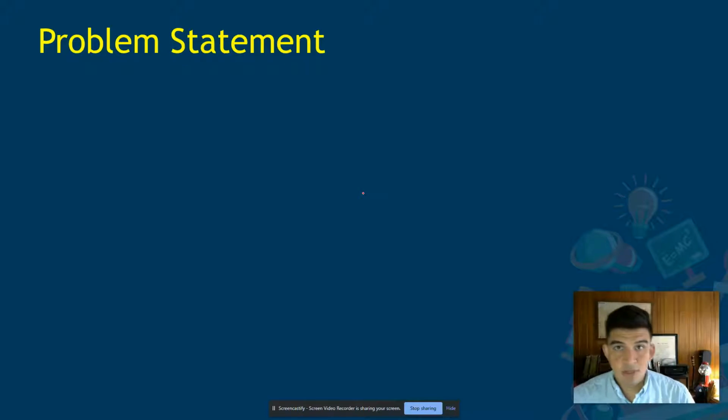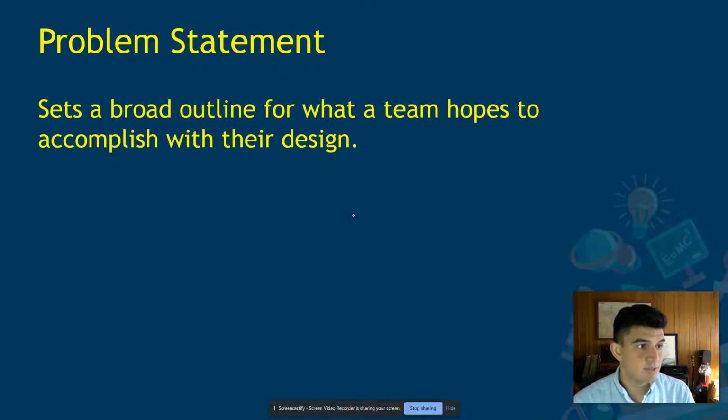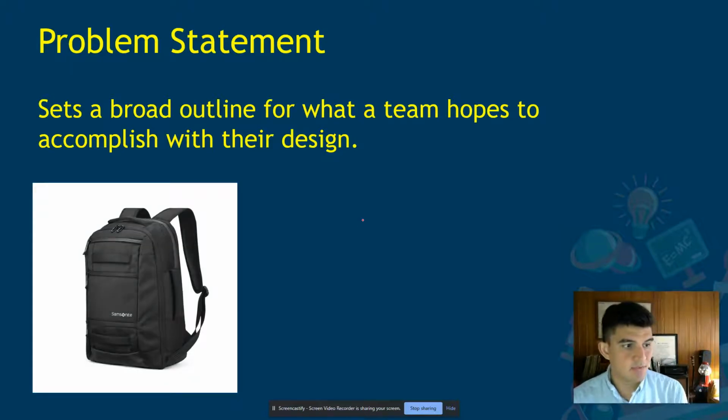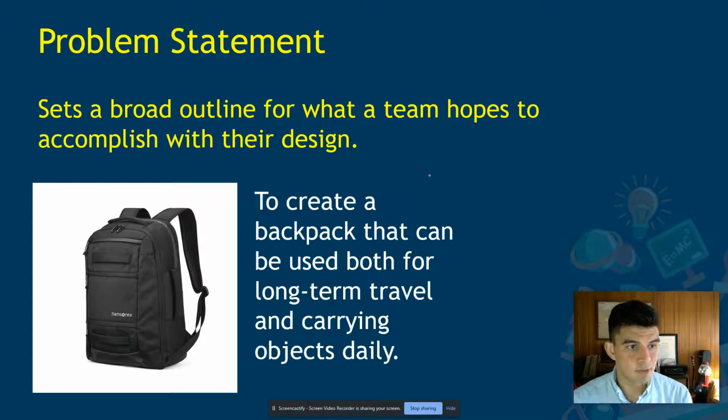Before you can start talking about design criteria in your engineering project, you need to set up a problem statement. A problem statement sets a broad outline for what a team hopes to accomplish with their design. In the case of designing a new backpack, a potential problem statement could be to create a backpack that can be used for both long-term travel and carrying objects daily.